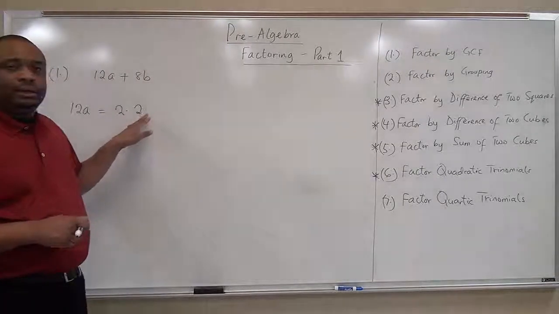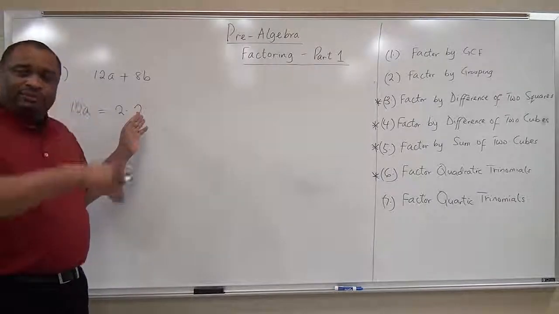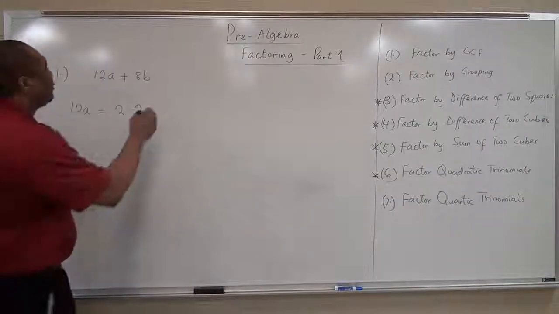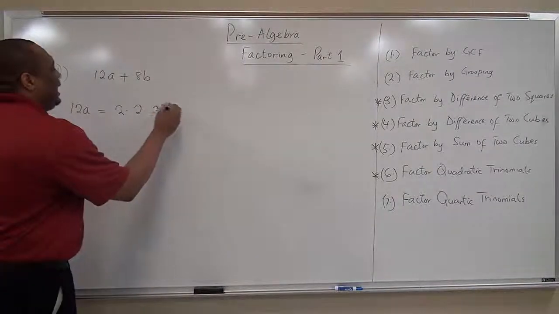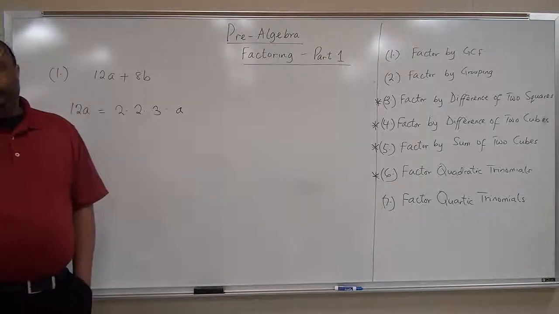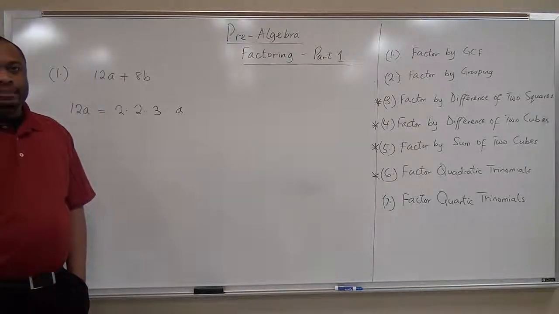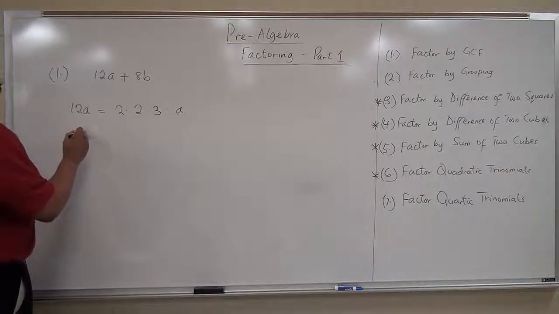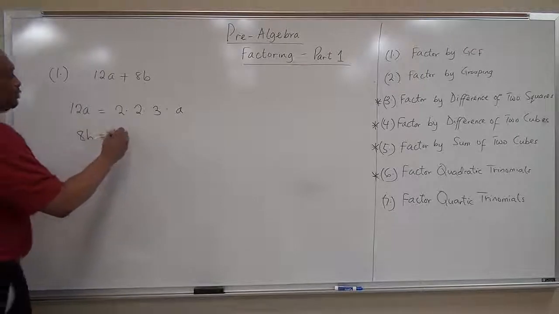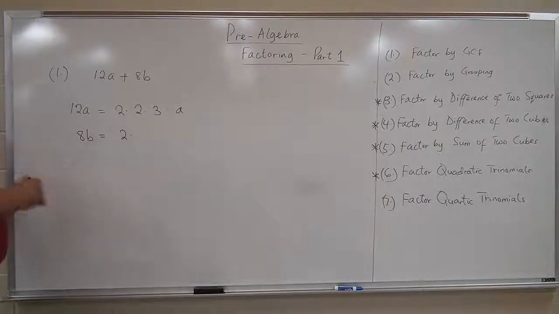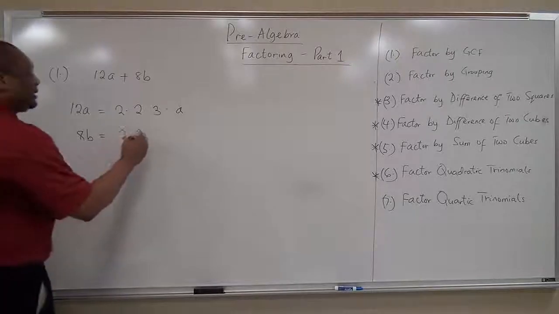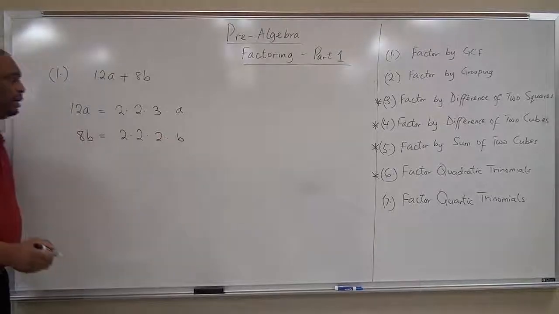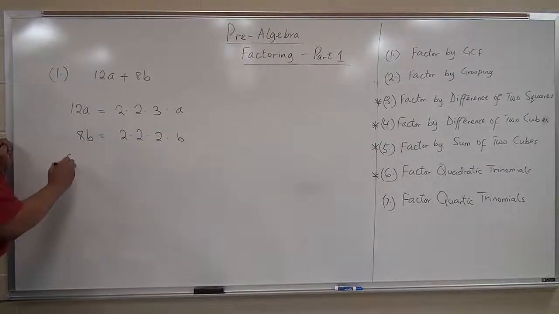So we have 2. 12 divided by 2 is 6, and 2 can still go again. 6 divided by 2 is 3. Then times A. Then 8B. 8B will be 2 times, 8 divided by 2 is 4, so we still have 2. 4 divided by 2 is 2. Then times B.